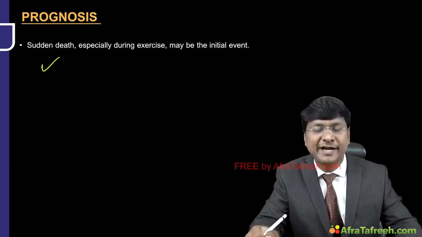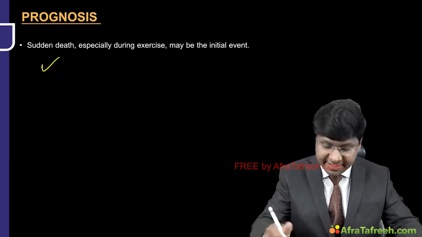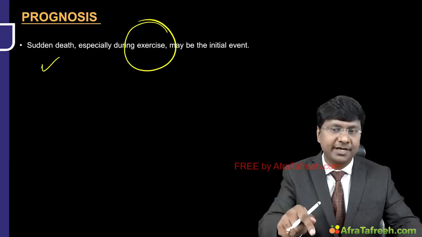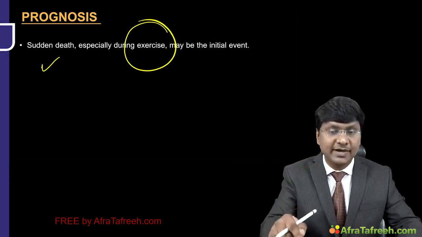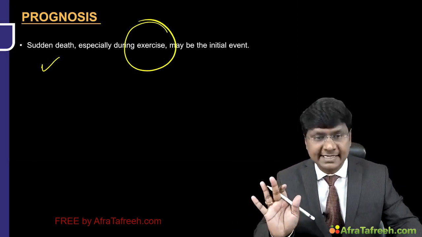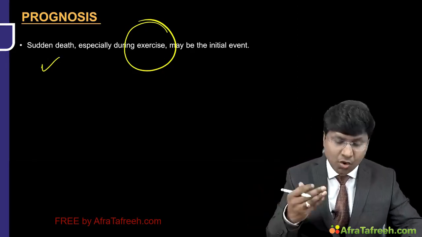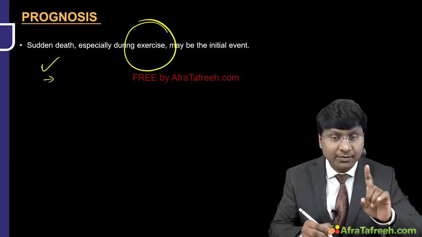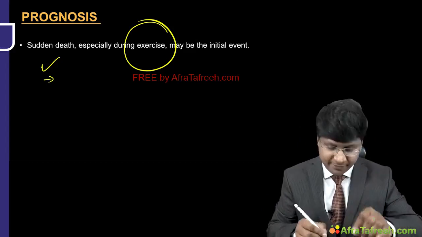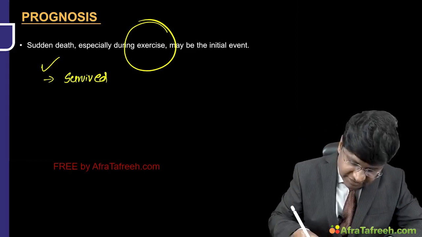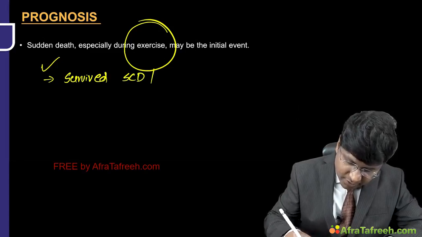But in spite of appropriate caution, if the individual does the exertional activity, and in spite of advising him to get an ICD done, if he doesn't, then there is high chance of the sudden cardiac death. So who are the patients at risk of sudden cardiac death? Number one, those individuals who have survived sudden cardiac death or past history of VT.